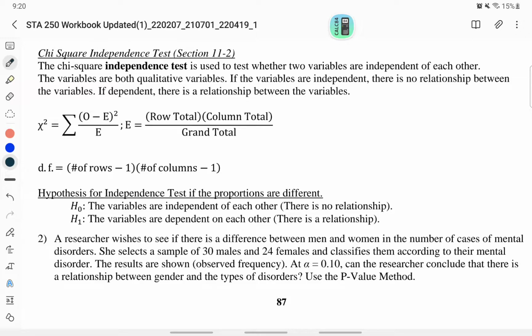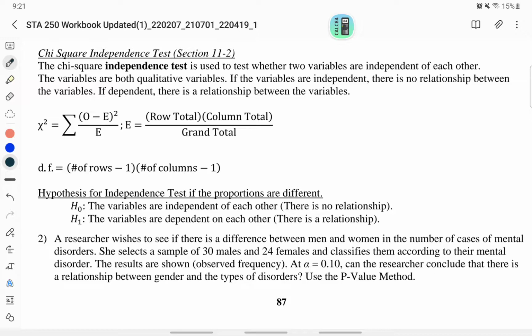Now, when it comes to computing the chi-square test for independence, we're going to be using the same formula to compute our test value, except when it comes to computing the expected frequency, we must use the following formula: the row total times the column total divided by the grand total.